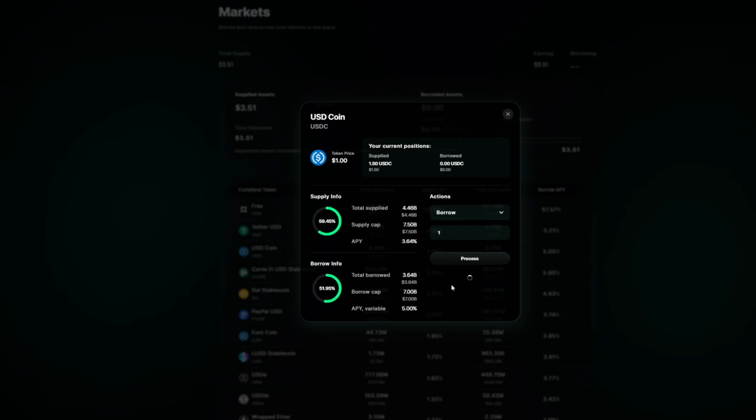JamFi also operates on an account-level logic. Your positions across all assets are aggregated into a single portfolio view. Health factor, collateral, and liabilities are recalculated after every action, giving you a real-time risk snapshot. This is the foundation for more advanced strategies in the future.